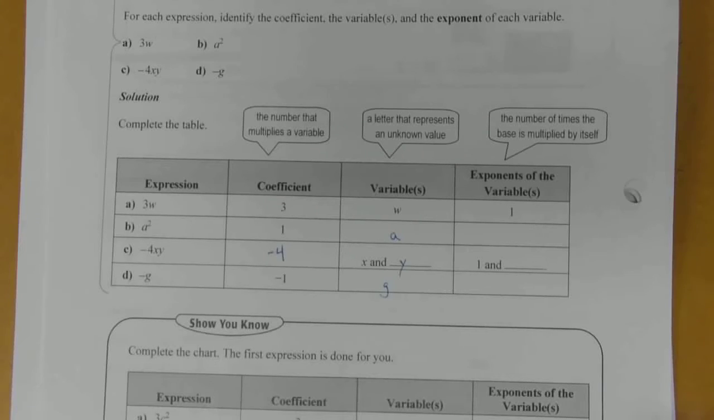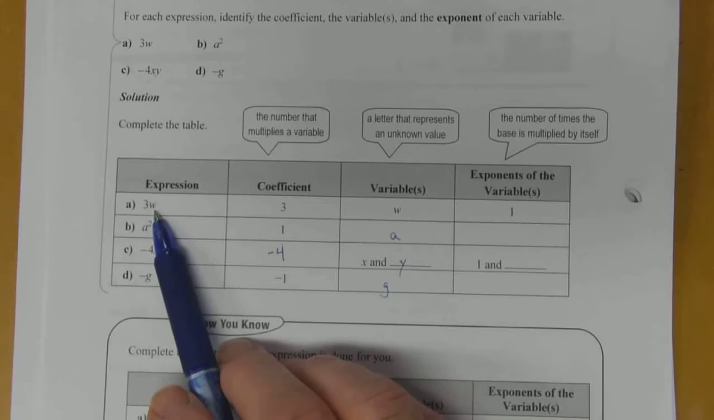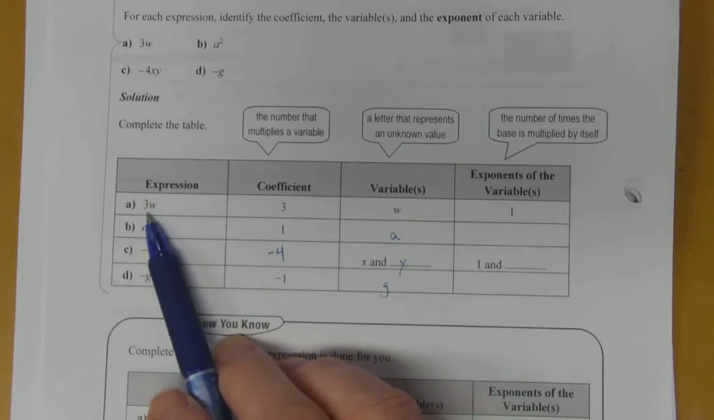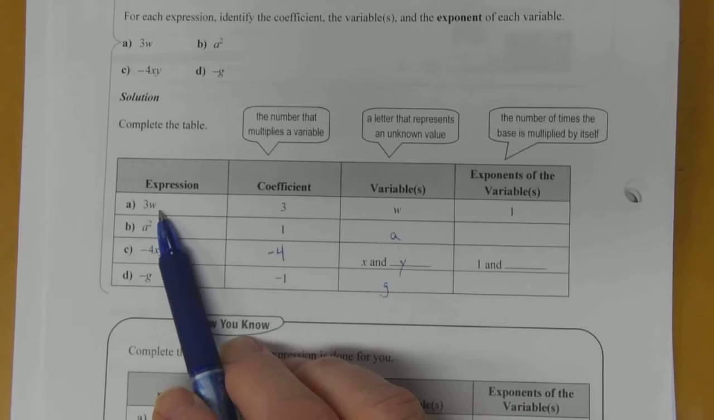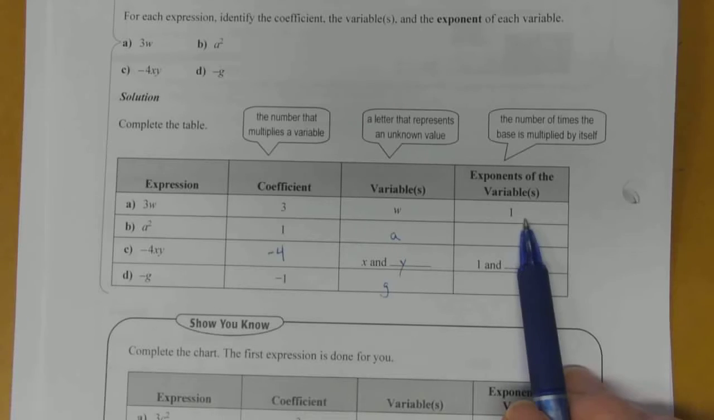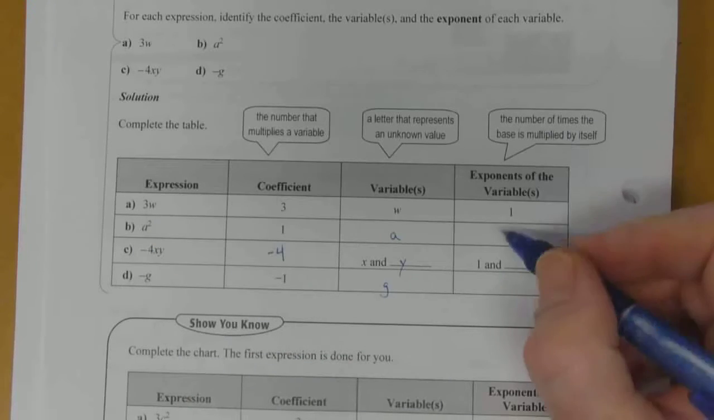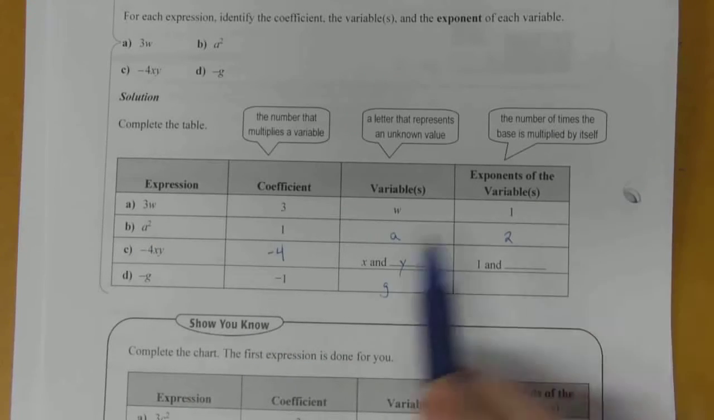Now exponents. As I've been saying, if there isn't an exponent attached to the variable, we assume that there's a 1 as your exponent. So in this case, w is w to the 1, so 1 is your exponent. A squared, the exponent is 2.